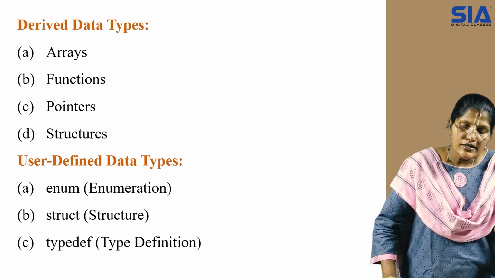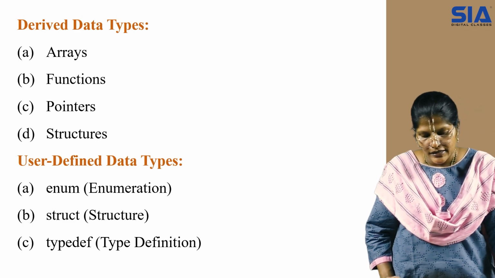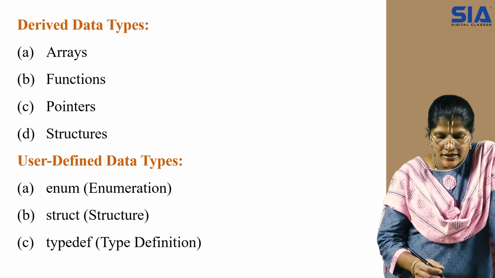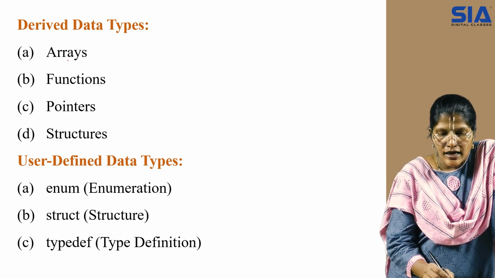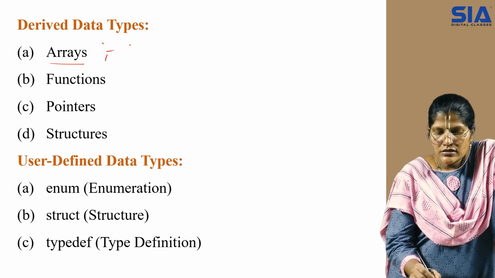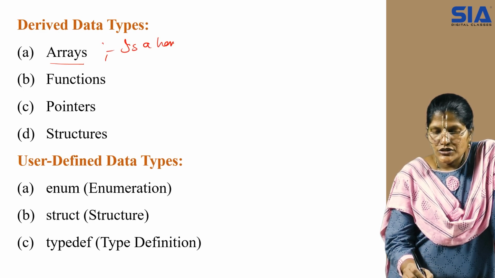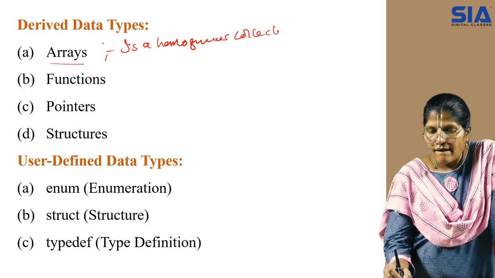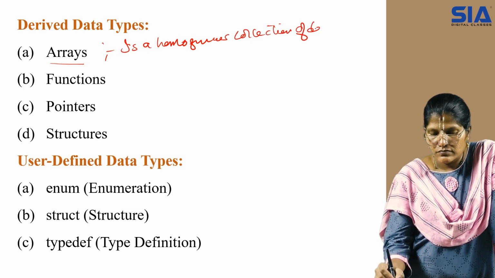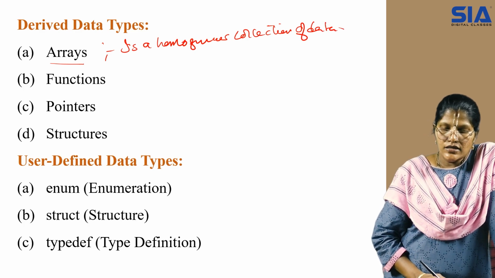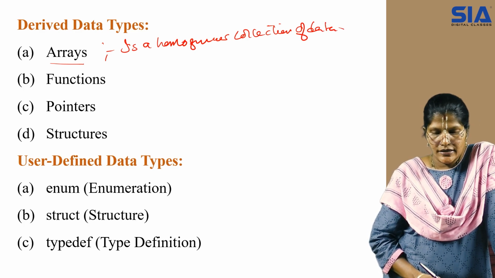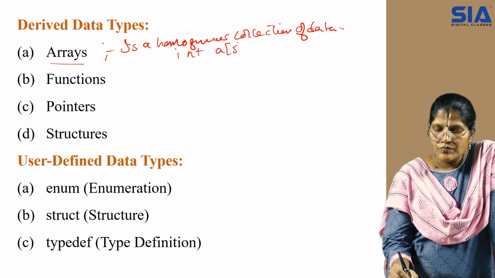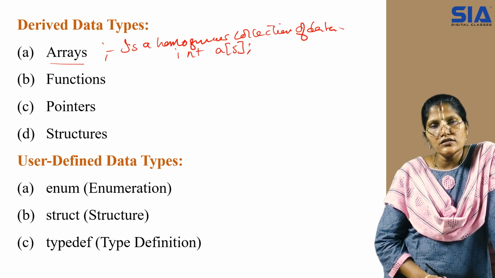Next we'll talk about derived data types. What do you mean by derived data types? We can take it in a more detailed way, but to be brief: when we talk about arrays, an array is a homogeneous collection of data. An example would be int a of 5. This is a declaration which we will discuss in more detail.